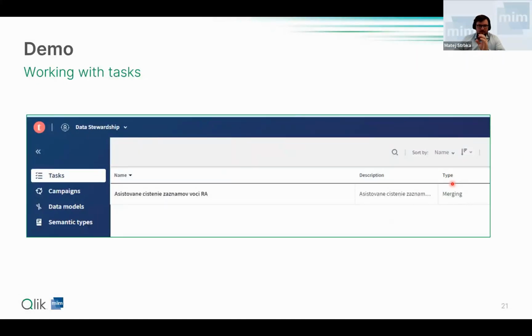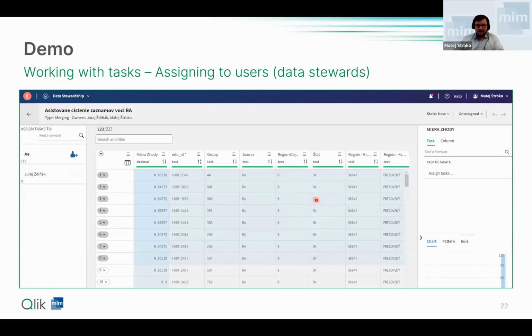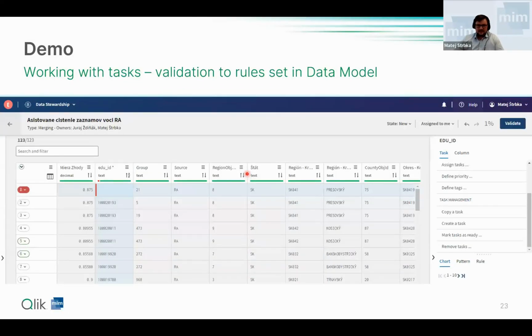And the final part is the tasks. Tasks are records which are to be cleaned. So if we check the tasks, once we loaded the tasks, this is the overview of what the task looks like, what the campaign looks like, and what we work with. As you can see, it is very intuitive, very user-friendly when working with tasks. It allows us to work with the task directly.